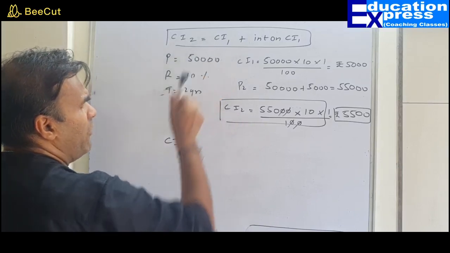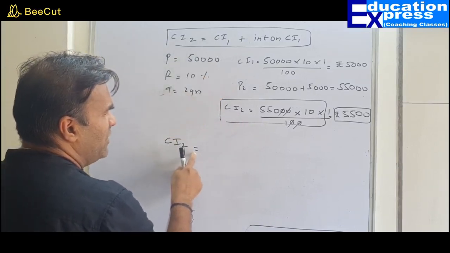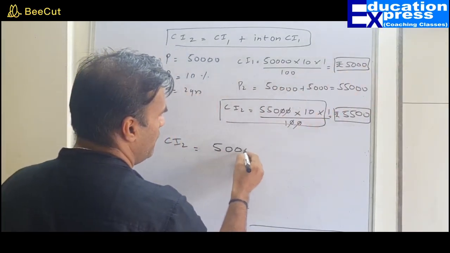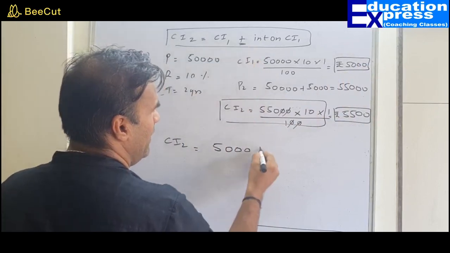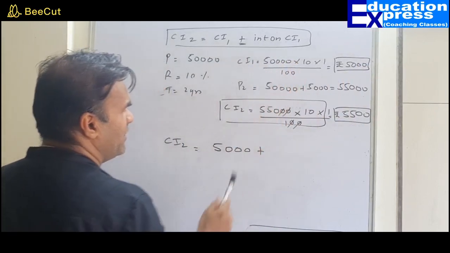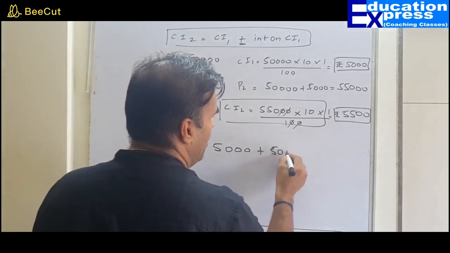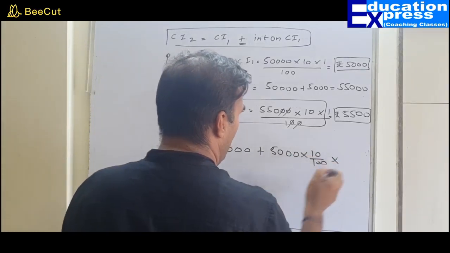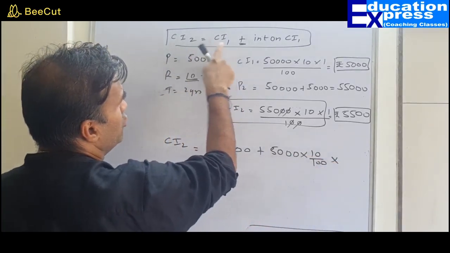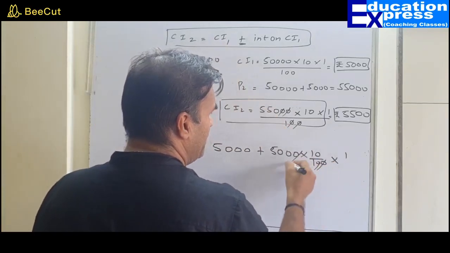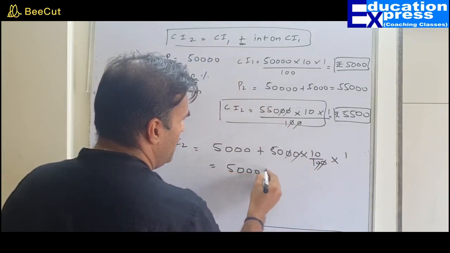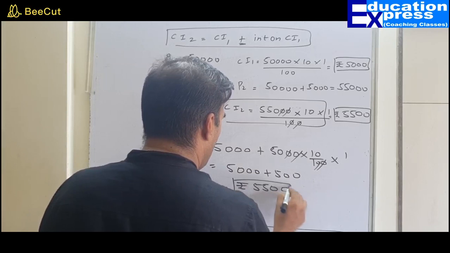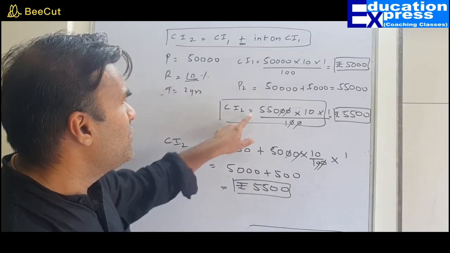This time I am using the above formula. CI2 equals CI1. Do I have CI1? Yes, we have CI1, 5,000, plus interest on CI1. So interest on 5,000 at the rate of 10% for how many years? We are moving from 1 to 2, so 1 year. Check it: you get 5,000 plus 500, that is rupees 5,500. So we got our CI2 without using the other method.